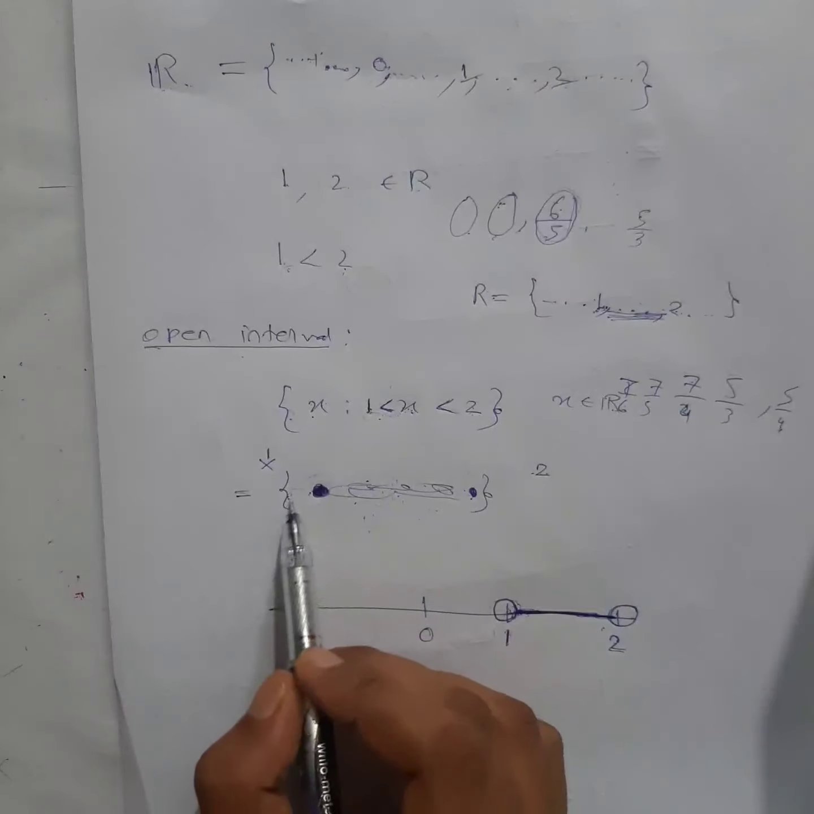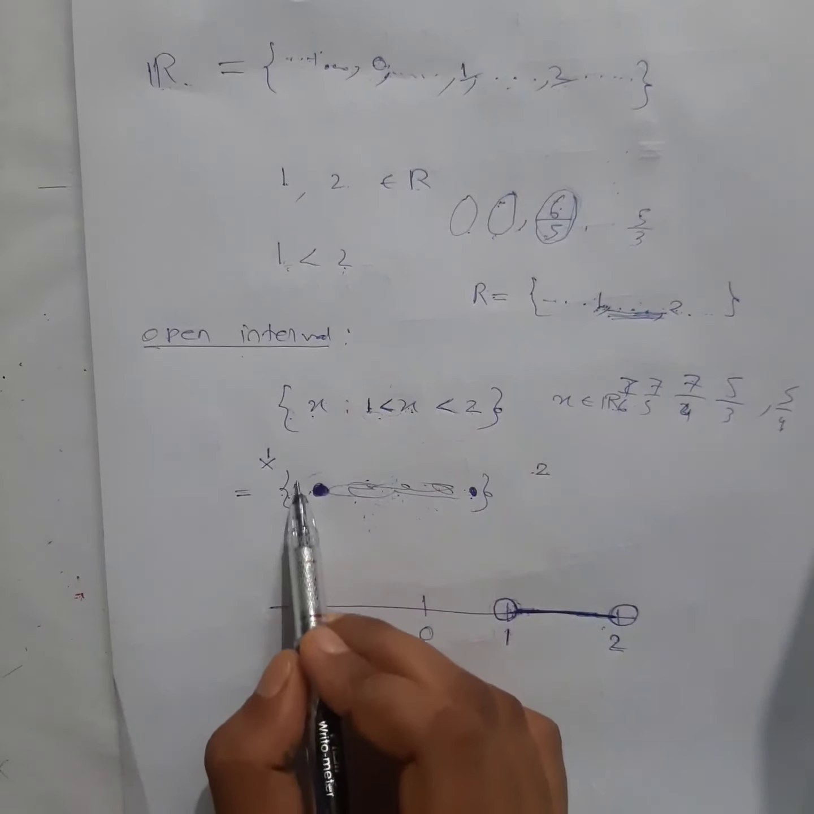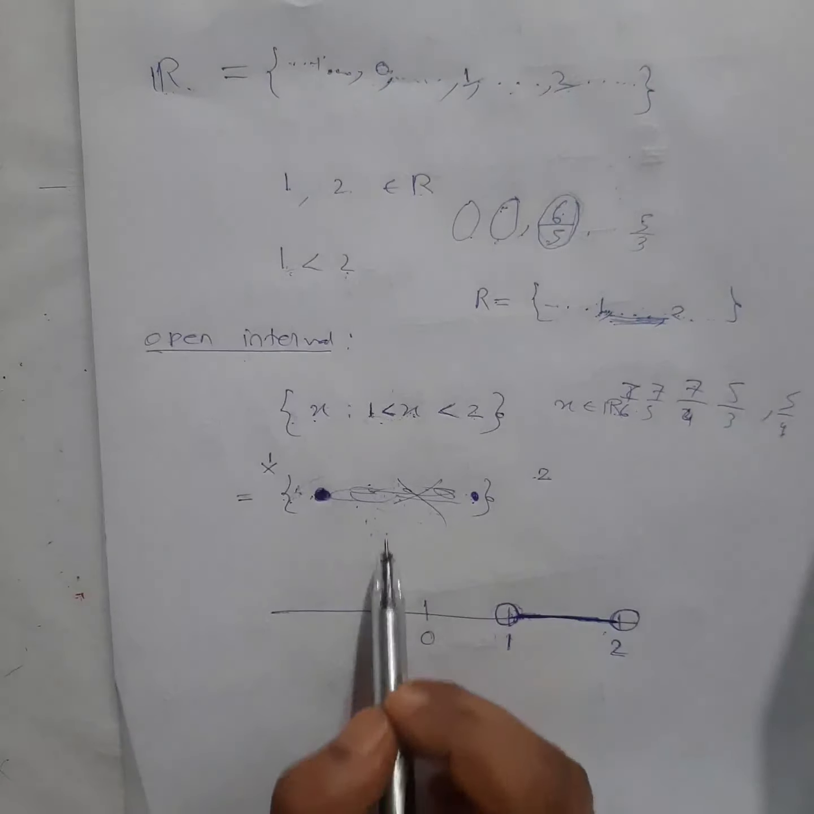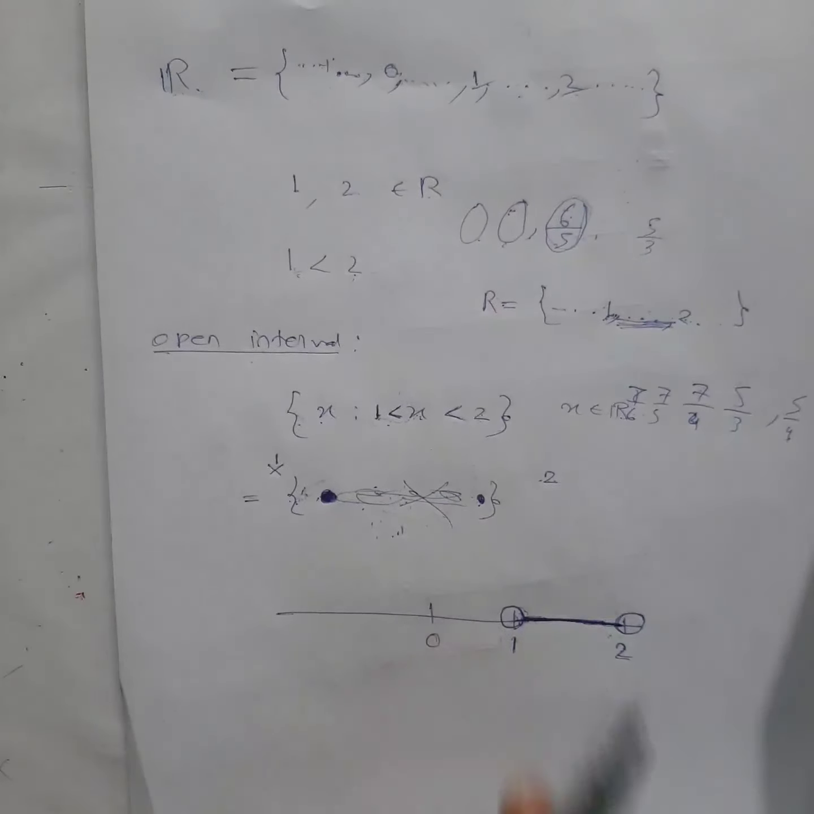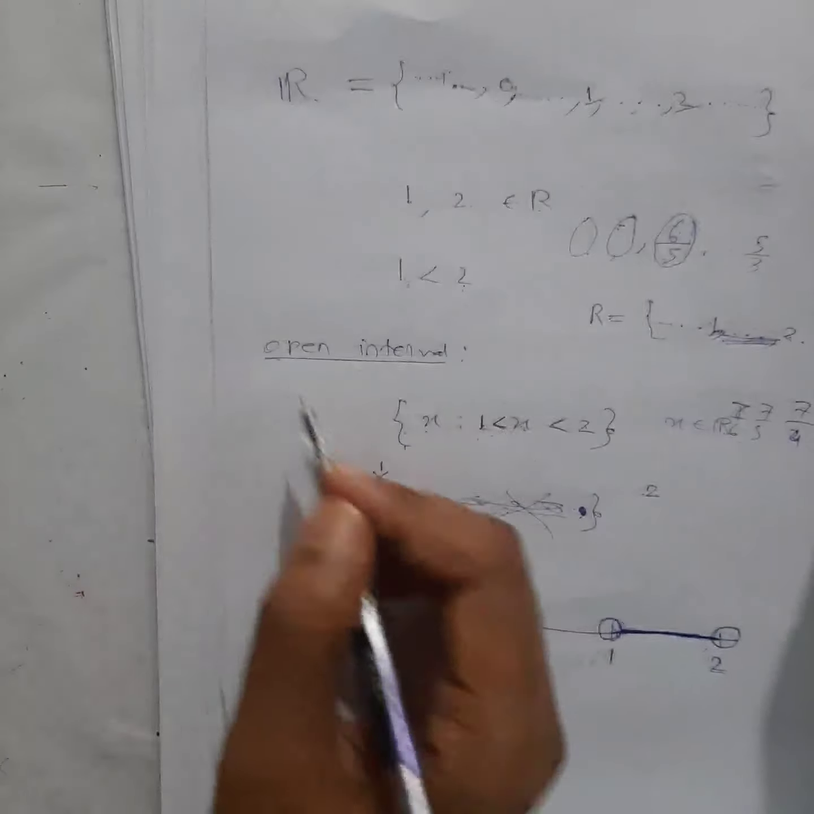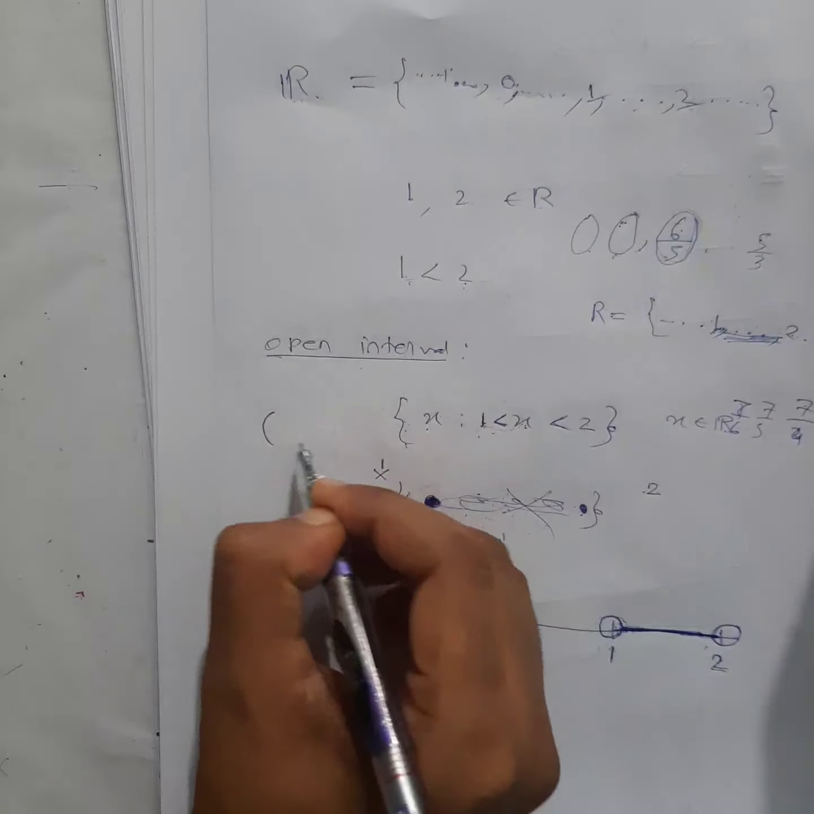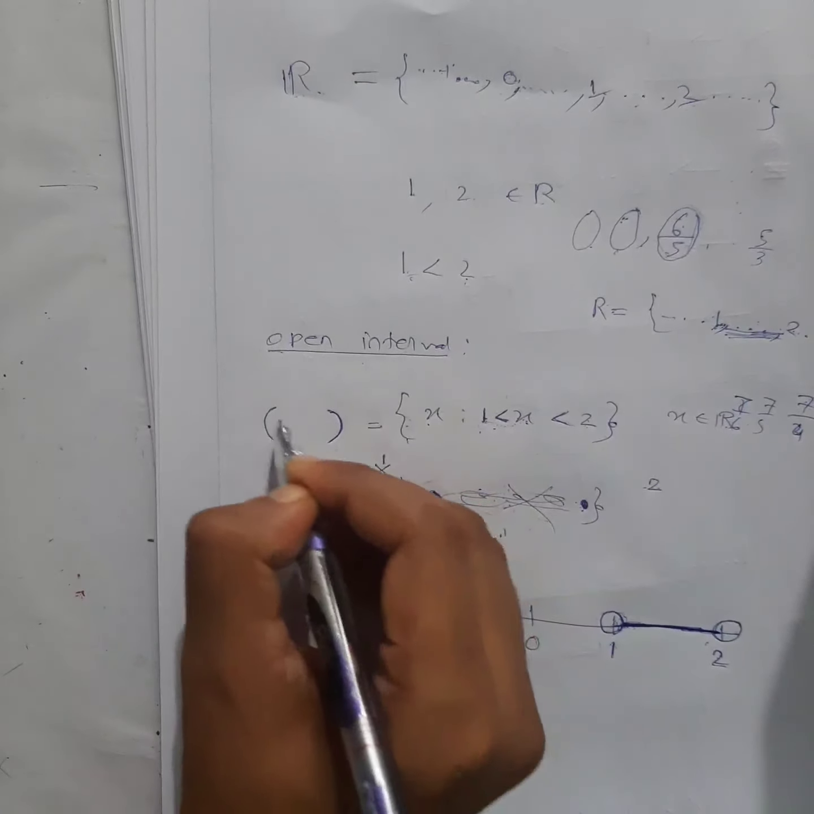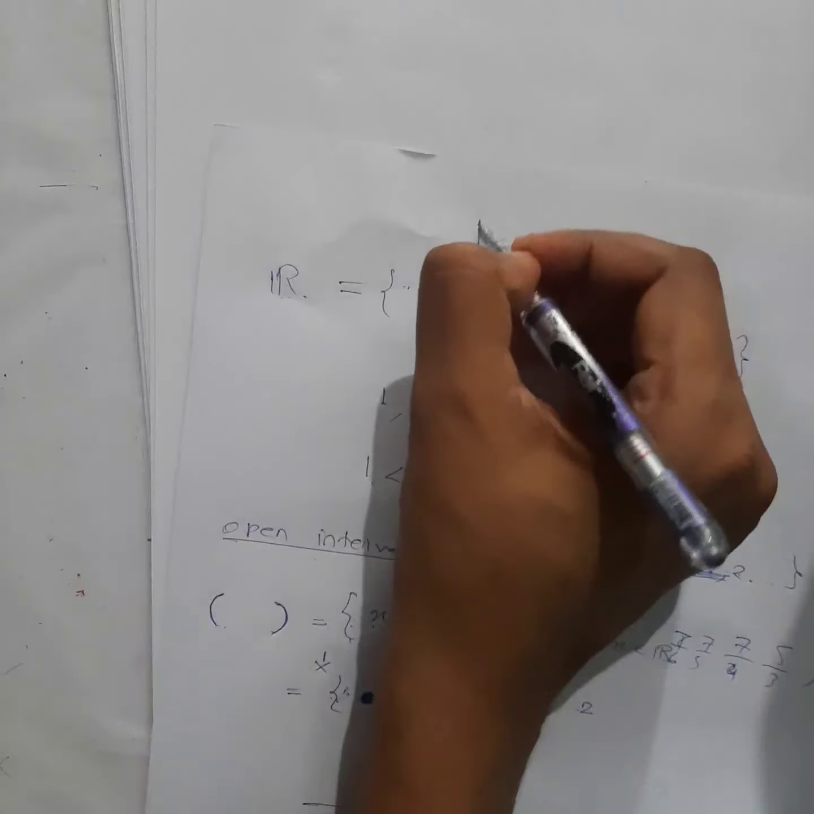But right after 1, exactly what is the element I cannot say, so I cannot write this in roster form. So set builder form is the only option to write down an open interval. So this is denoted like this. This is the notation which I have mentioned. We are going to use this bracket. This is notation. For example, for the set of natural numbers, what is the notation?